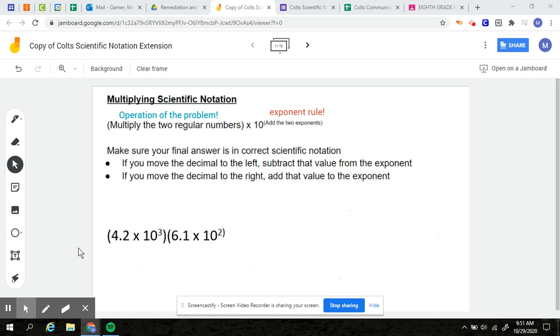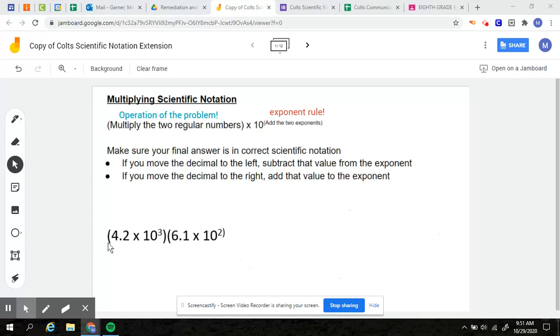Good morning, guys. This is Miss Garner, and I'm going to be walking you through an example for the scientific notation extension project. So for this project or this activity, we have two numbers that are written in scientific notation, and we want to multiply them together.